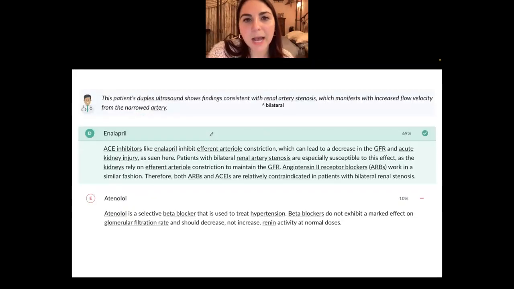Okay. But again, if you have bilateral renal artery stenosis, and I'll just let you guys read, ACE inhibitors are going to make it worse because ACE is basically the only thing keeping the GFR maintained.